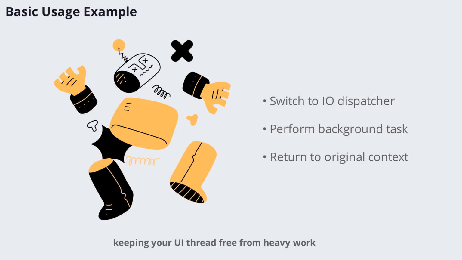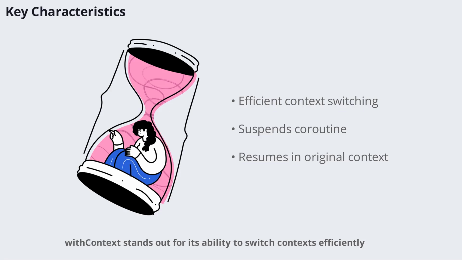withContext stands out for its ability to switch contexts efficiently, suspend the current coroutine, and ensure that execution resumes in the original context. It's especially useful for separating I/O operations from UI updates, making your code more organized and less error-prone. By using withContext, you can keep your main thread responsive and delegate heavy work to appropriate thread pools.